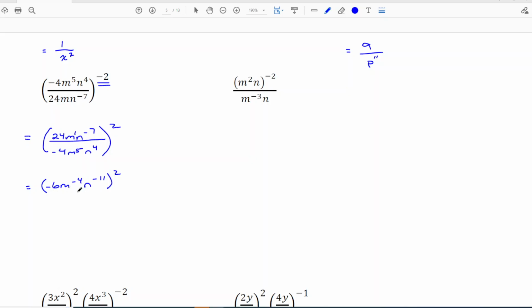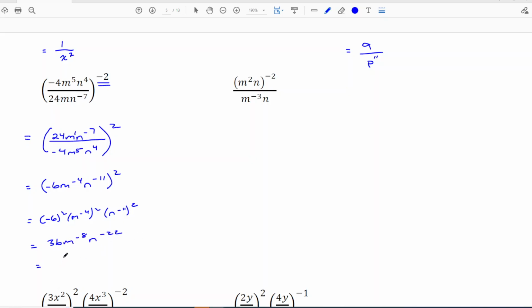Maybe now I want to deal with the negative exponents, put them on the bottom. Maybe now I want to put that exponent of 2 through. It's up to you. I'm going to put the exponent of 2 through. So I'm going to put negative 6 being squared, m to the negative 4 being squared, and n to the negative 11 being squared. That would give me negative 6 squared would be 36. Then I have m to the negative 8, n to the negative 22.